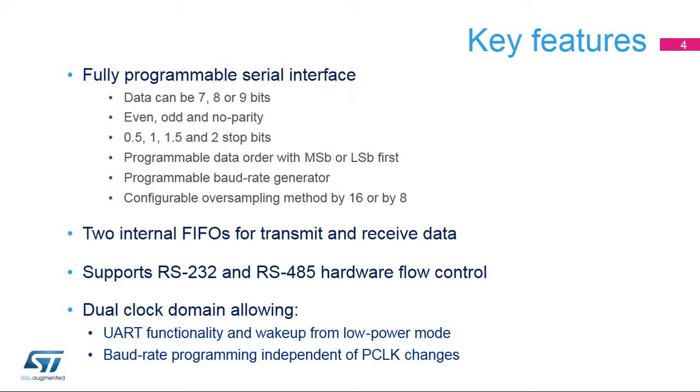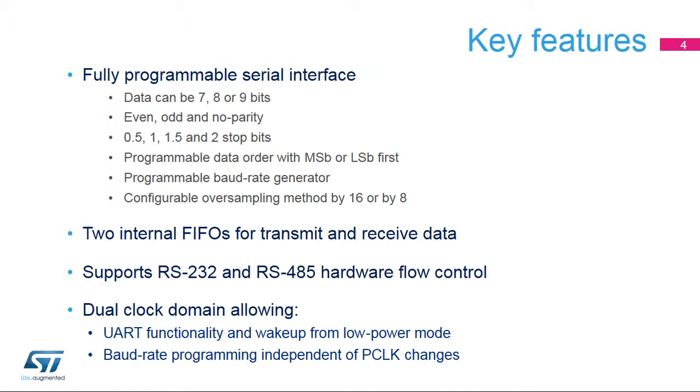The Transmit FIFO Not Full flag is set when the Transmit FIFO is not full. The Transmit FIFO Empty flag is set when the Transmit FIFO is empty. The Transmit FIFO Threshold flag is set when the programmed threshold is reached. The Receive FIFO Not Empty flag is set when the Receive FIFO is not empty. The Receive FIFO Full flag is set when the Receive FIFO is full. The Receive FIFO Threshold flag is set when the programmed threshold is reached.